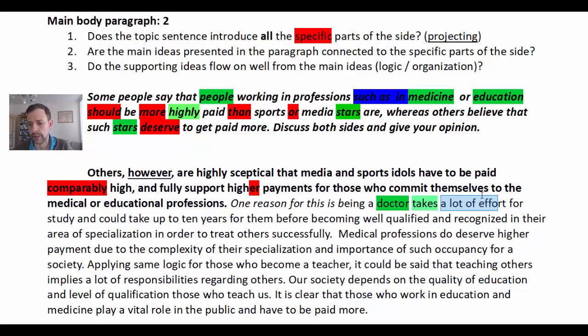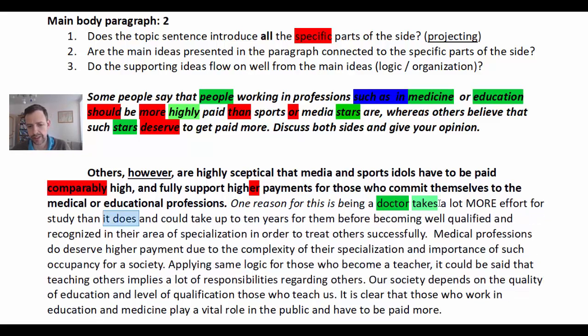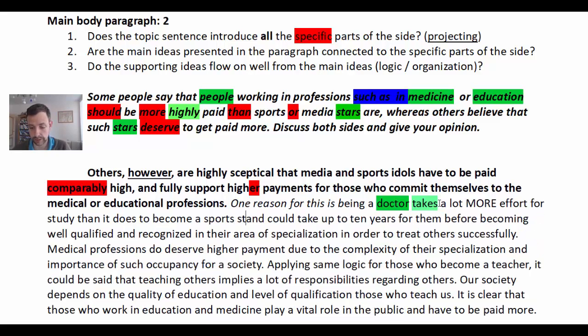So the idea should be it takes a lot of effort, a lot more effort for study than it does, so that you don't have to write this, you don't have to compare everything, but that's the general idea, than it does to become a sports star. I suppose that's true. Sports stars don't have to study, but then that means that the key point is, they have to study and therefore they should get paid more, because training is one thing, but studying, no, you should get paid more if you study a lot. Yeah, so that's the problem there.